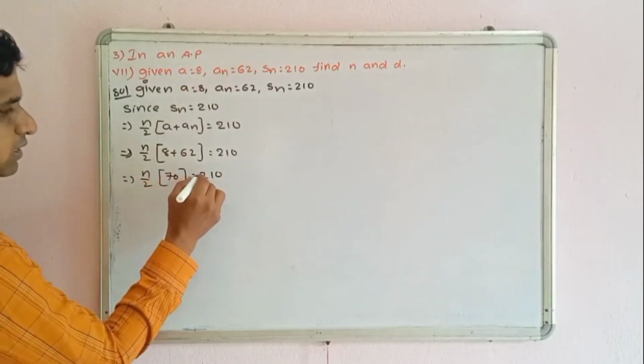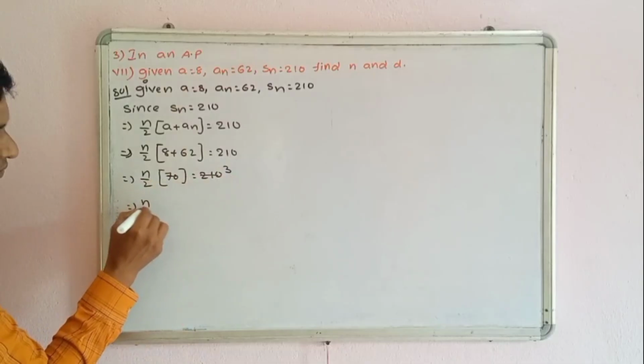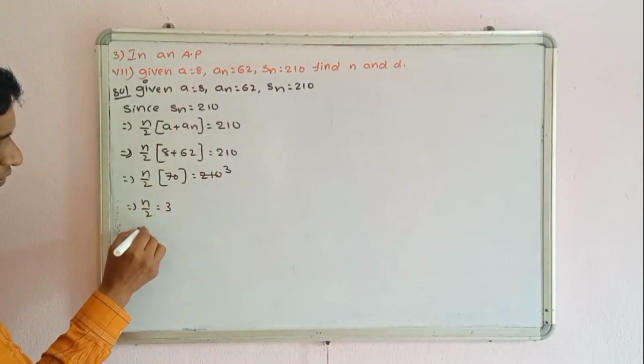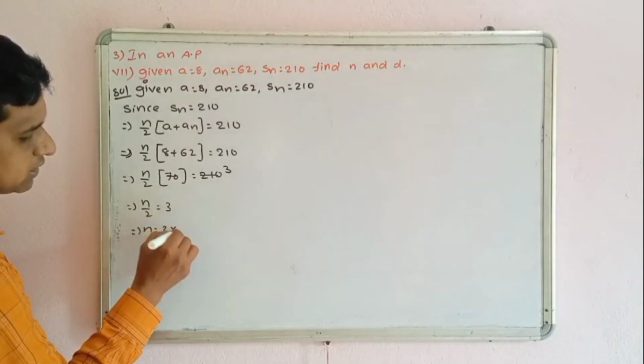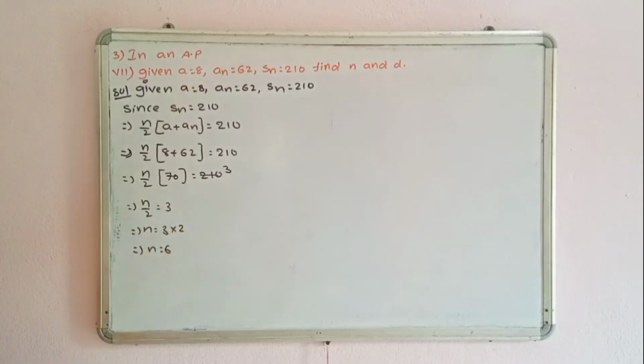So observe that 70 3 times 70 3s are 210. So n by 2 equals to 3. Transpose to the right side, multiply with 2. So n equals to 6.